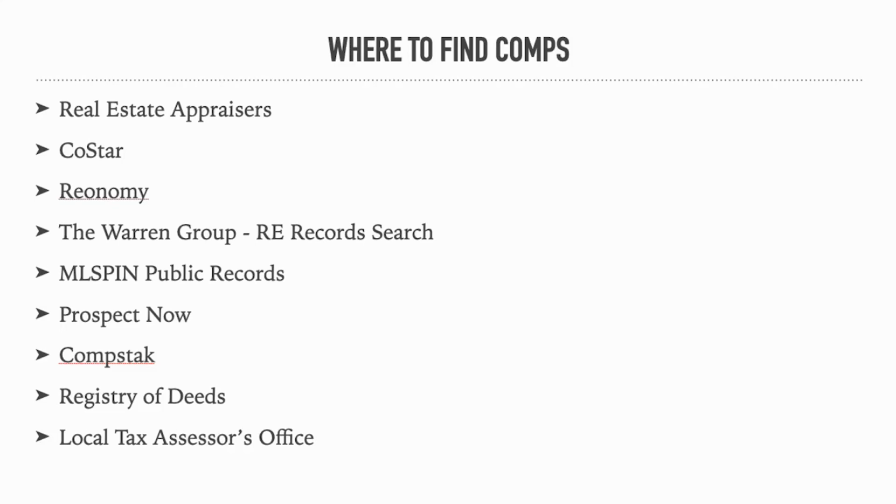MLS PIN, public records, if you have MLS access, that's actually a really good shortcut to get into the Warren Group data, because they feed the public records data for MLS. So that's another entry point to their information. Prospect Now, good tool there. And just to note, Prospect Now, Reonomy, and CoStar also have tenant side data. So oftentimes you can see what other companies are using and occupying those properties or similar buildings. CompStack is a great tool for lease comparison data, registry of deeds, and even the local tax assessor's office.